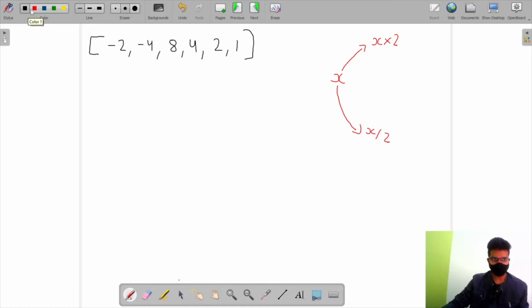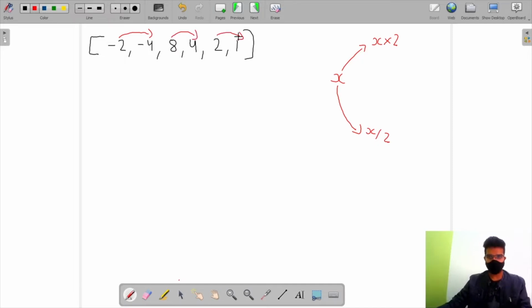Okay. So we are at minus 2. Right. So minus 2 can pair with minus 4. Perfect. Now we are at 8. Right. 8 can pair with what? 4. Perfect. We got 2. 2 can pair with 1.